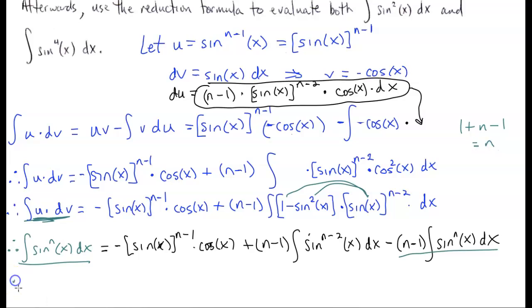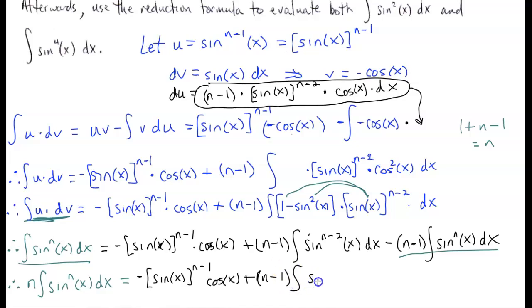So on the left side here, this will just simply be n times the integral of sine raised to the n of x dx. That is going to equal everything else that we have here, which is going to be minus sine of x to the n minus 1 times cosine of x plus n minus 1 times the integral of sine raised to the n minus 2 of x dx. Okay.